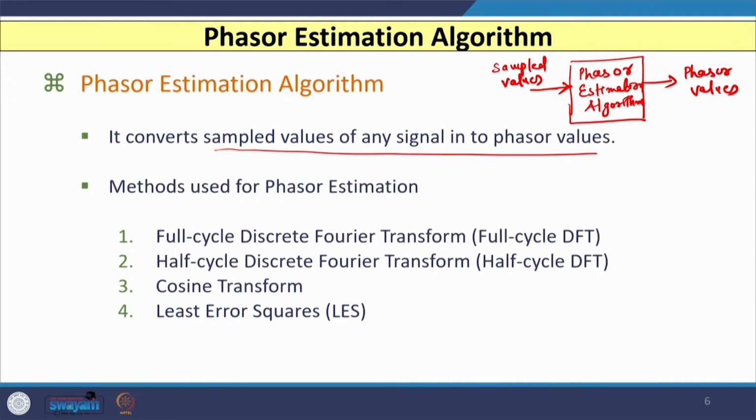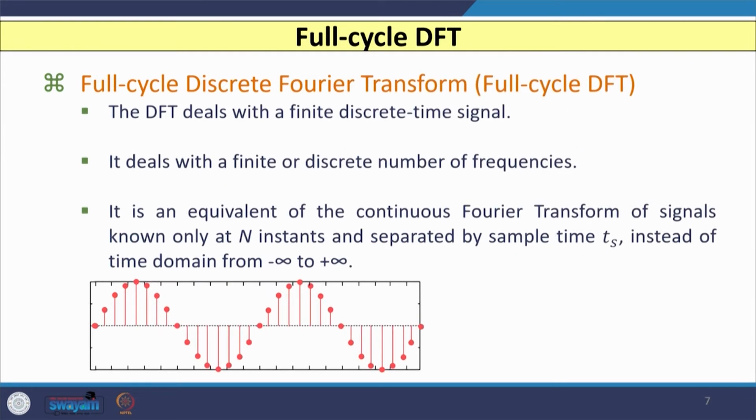So, different methods are available. The first method available is known as the full cycle discrete Fourier transform algorithm. It is also known as full cycle DFT. The second type of phasor estimation algorithm available is known as the half cycle discrete Fourier transform algorithm, or in short half cycle DFT. The third algorithm is known as the cosine transform algorithm, and the fourth one is the least error square algorithm. Now, let us see first the full cycle discrete Fourier transform algorithm.